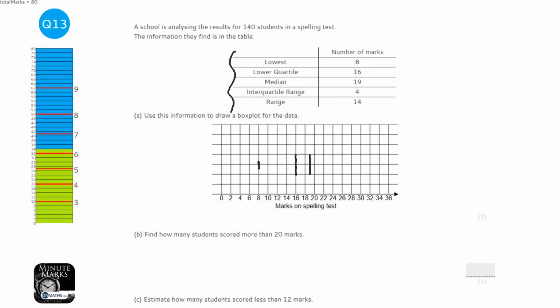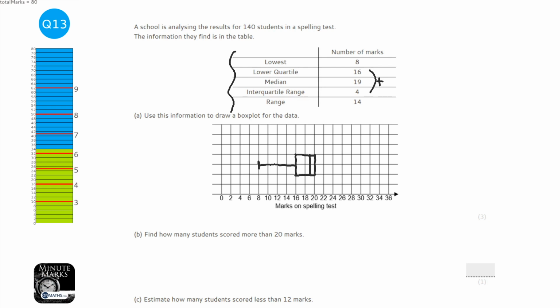But then I'm not given the other 2 that I need to plot. So to work those out, I'm given the interquartile range is 4. Well, the interquartile range is the distance between the lower quartile and the upper quartile. And if the lower quartile is 16, then the interquartile range will tell us that the upper quartile has to be 20, because we just add that on. So it's going to be here. So I'm going to do my box.